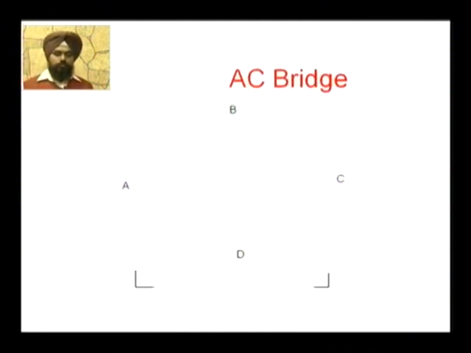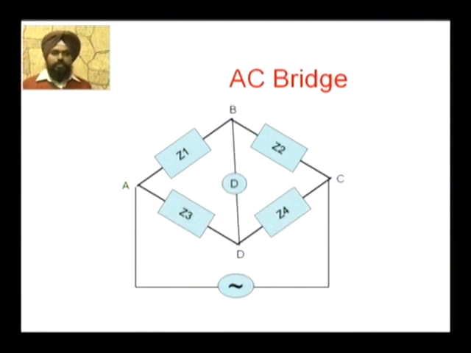So now we have discussed the source and the detector. So this is your AC bridge. Z1, Z2, Z3, Z4 are the four impedances. We have a source and a detector. Source can be directly your power source, or it can be a combination of an oscillator and an amplifier. Detector can be a headphone or telephone receiver or vibratory galvanometer.